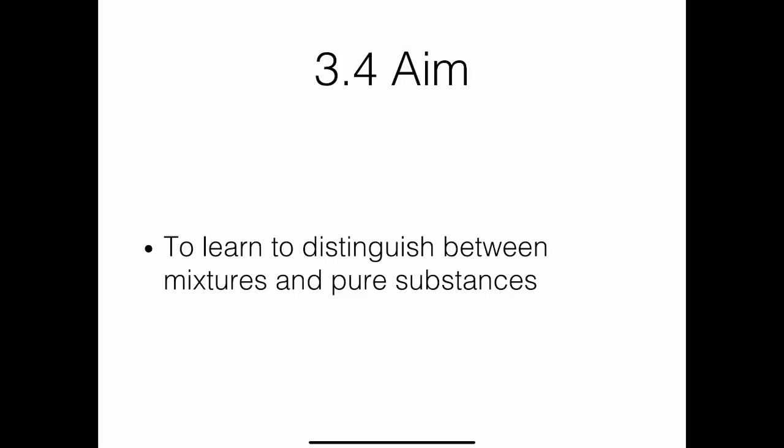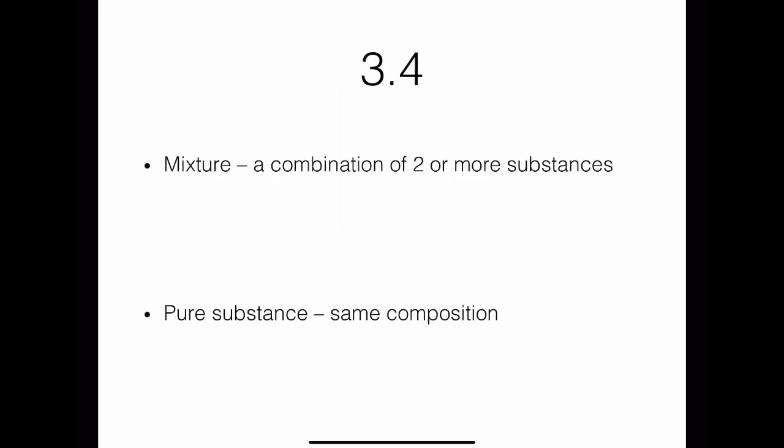In the last section, we talked about mixtures being two different samples that are put together. So here we're going to talk about mixtures, but we're going to learn to differentiate between mixtures and pure substances because those two words are often used interchangeably. A mixture is a combination of two or more substances. We know anytime we put two different things together, we're talking about a mixture of those things.